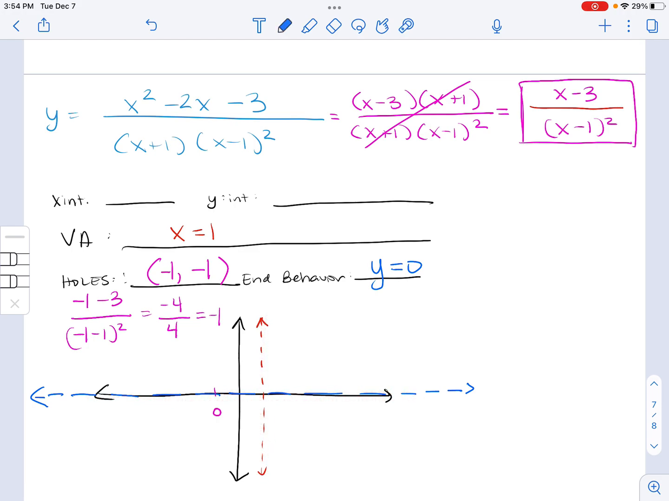Okay, then I move on to the other stuff. The x-intercept is what I would get from the numerator turning into 0. So the value that would produce a 0 on top is 3. So 3, 0 is here. And again, notice that this is on the end behavior line because, again, this is the number 3.